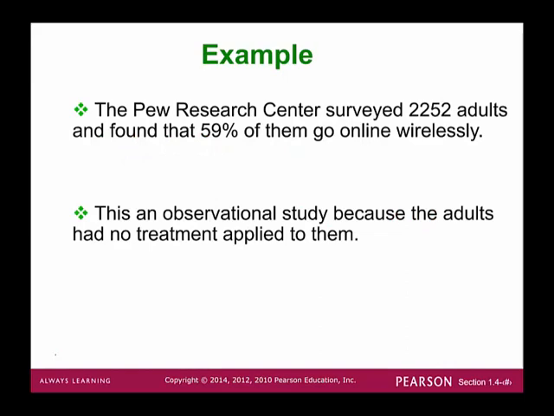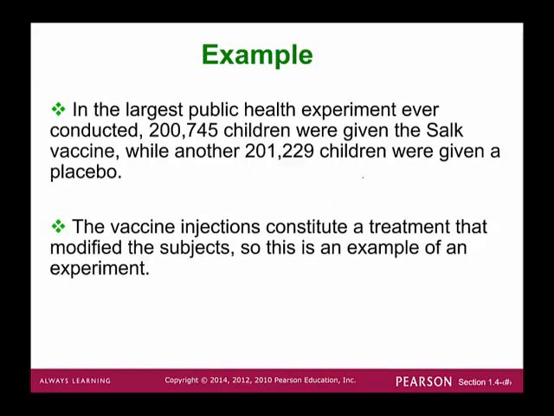So the Pew Research Center surveyed 2,252 adults and found that 59% of them go online wirelessly. So in this particular research study, the researcher did not apply any treatment to the subjects. So this is a typical observational study. They just observe and collect the data from the subjects without modifying anything.